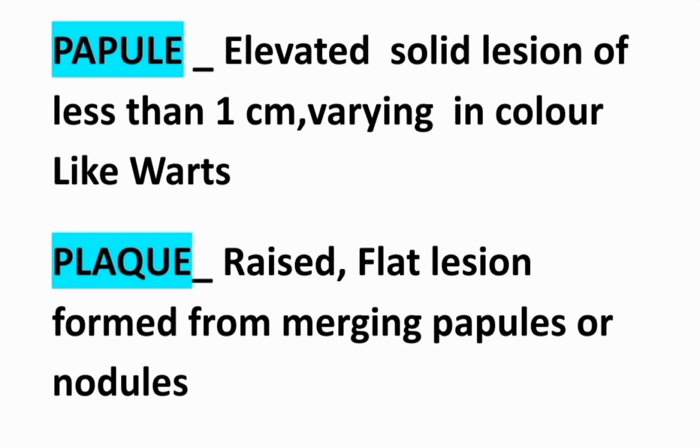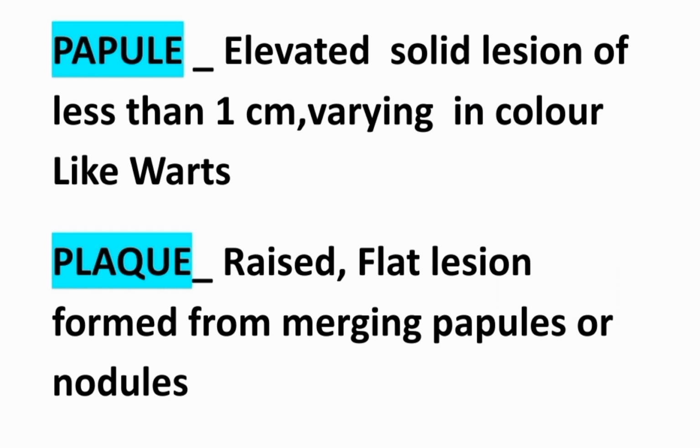The next point is papule. Papule is an elevated solid lesion of less than 1 centimeter in size and varying in color, like warts. Warts are black in color, or like nevus, which is red in color. Okay, it is an elevated solid lesion and less than 1 centimeter in size. Its diameter is less than 1 centimeter. It's an elevated or raised solid lesion, that is known as papule.